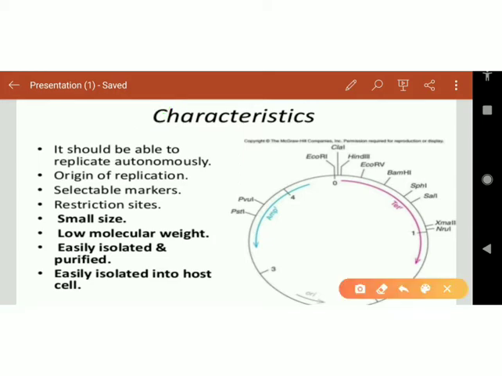So the characters are: it should replicate easily and automatically, origin of replication, selectable marker, restriction site, small size, low molecular weight, easily isolated and purified, and easily introduced into the host cell. These are the characteristics of a good cloning vector.